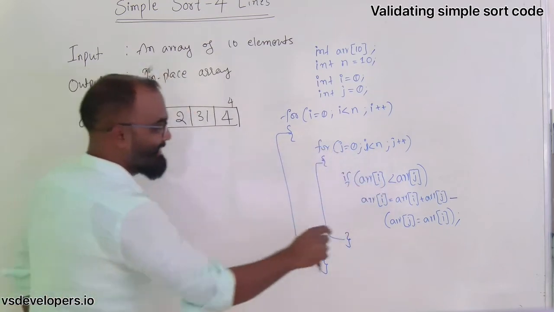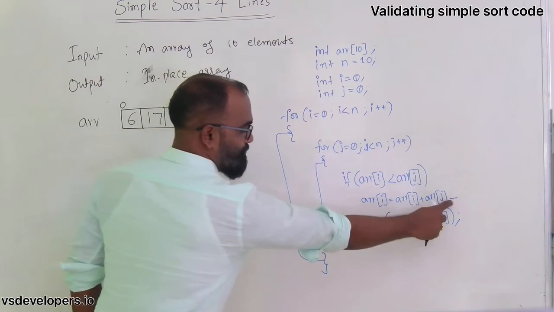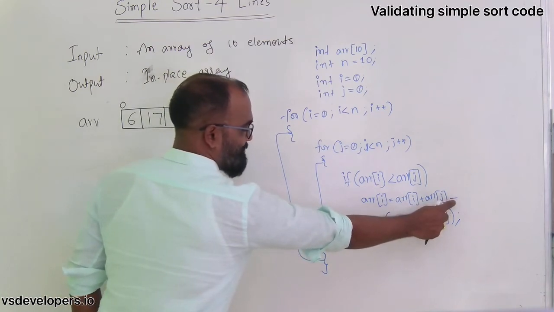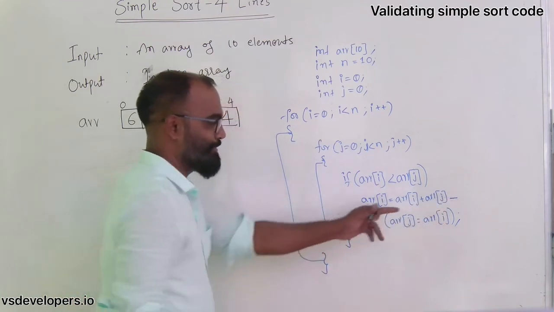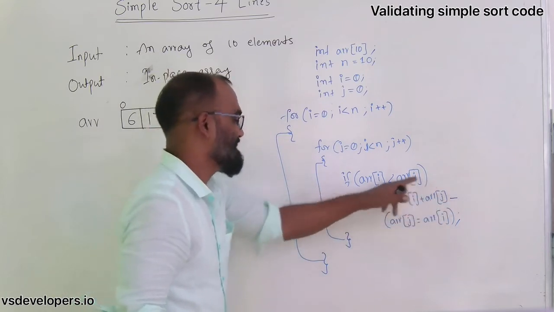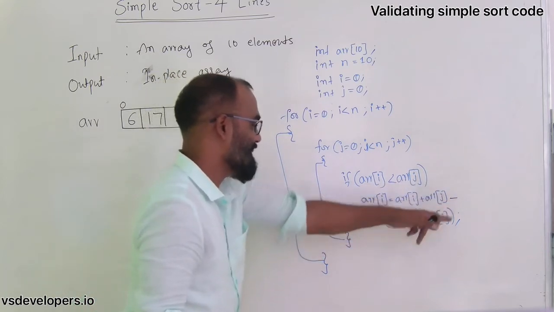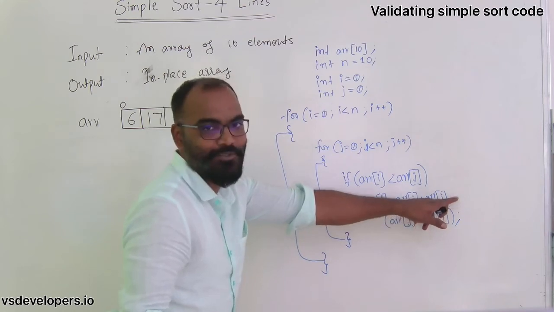By the way, I forgot to place this minus symbol in the previous section, so please correct that. Without it, the swapping doesn't happen. It is one single line with the minus symbol here, so that the swapping happens.